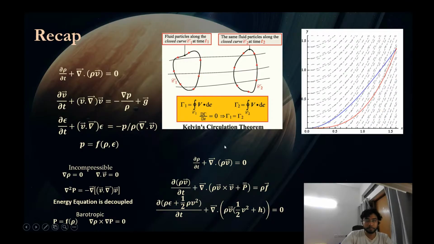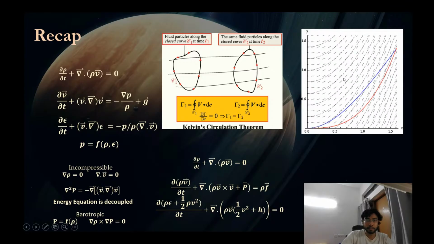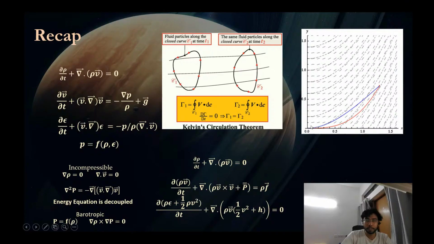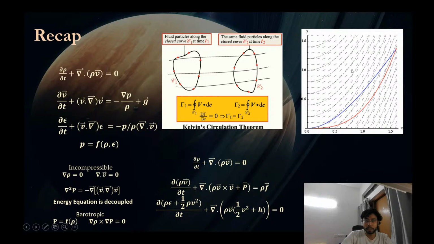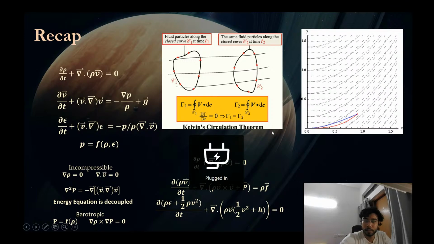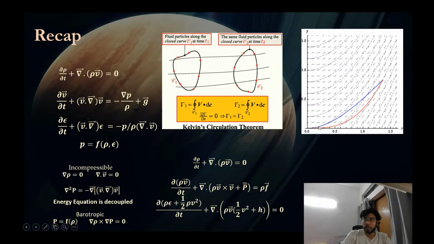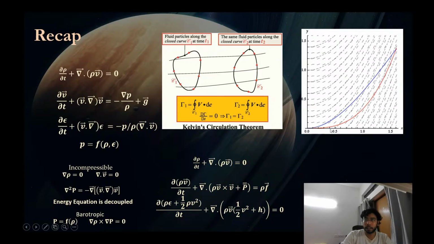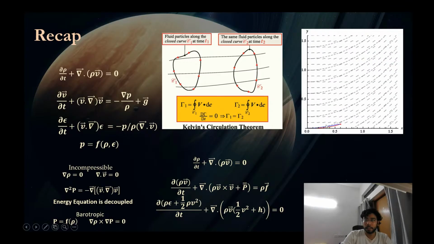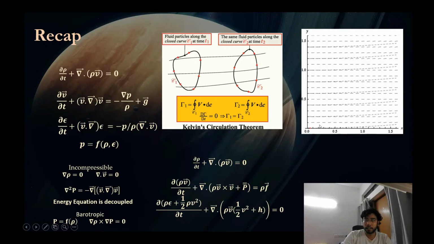So yeah, and finally, we studied the concepts of streamlines, streak lines, and path lines. Streamlines are basically lines which are tangent to the velocity direction. So these dotted lines here are the streamlines. A path line is the locus of all the points that the particle takes in the fluid, and the streak lines are basically the locus of the path traced by the dye.